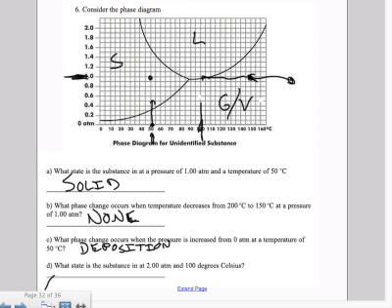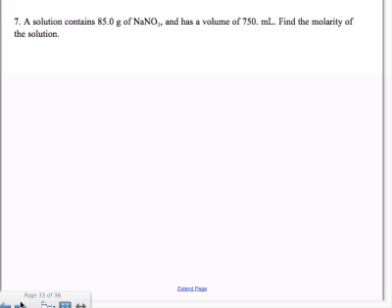And then what would this be at 2 atmospheres and 100 degrees Celsius? Here's 100 degrees. Follow that line until it gets to 2 atmospheres, right about here. That's in that region that's liquid.